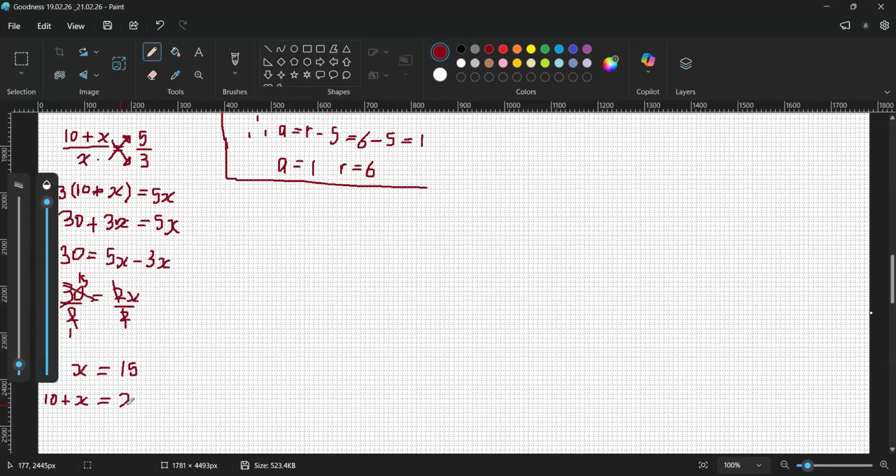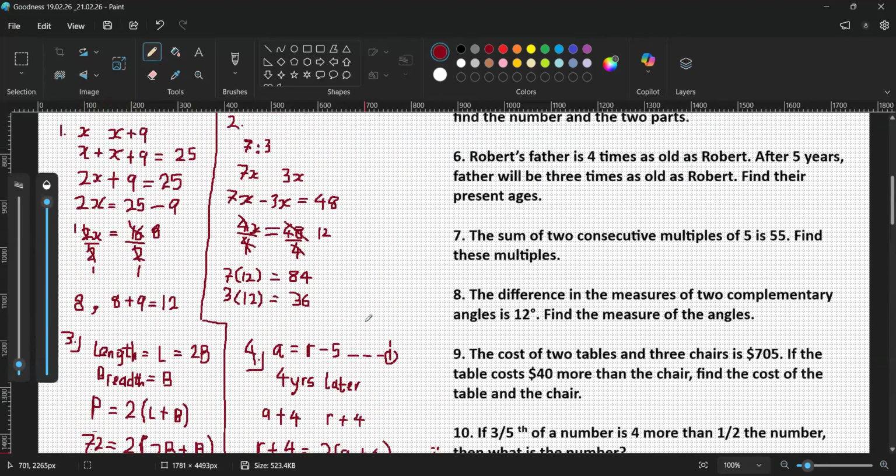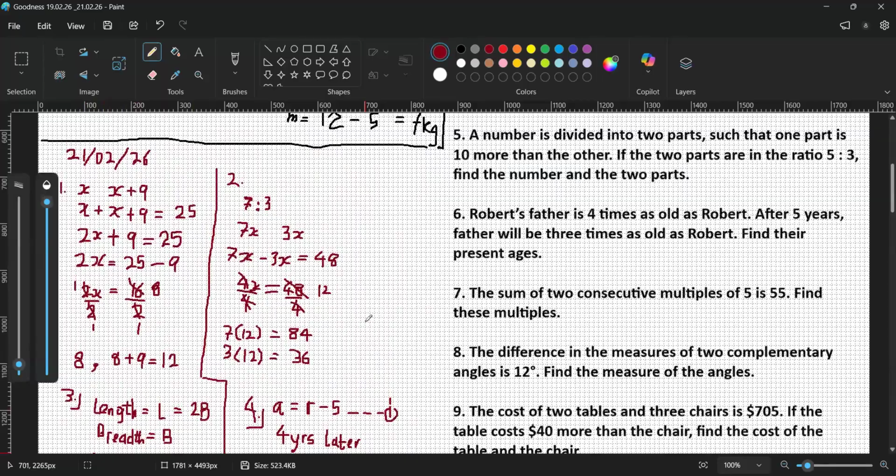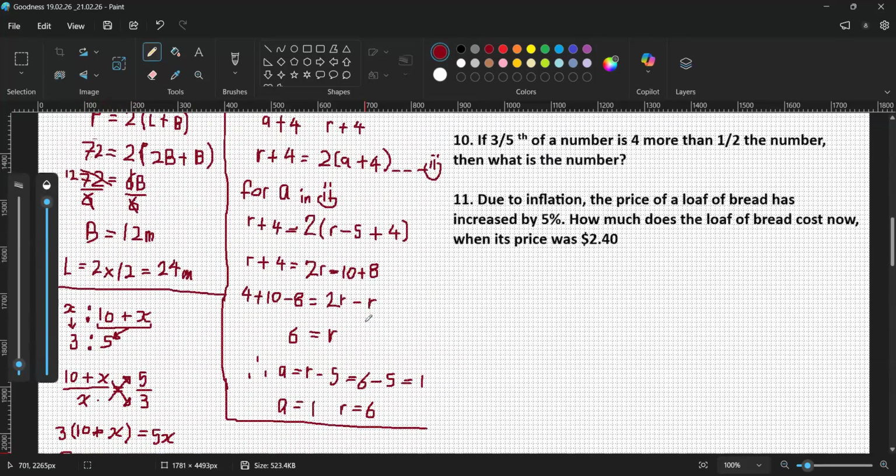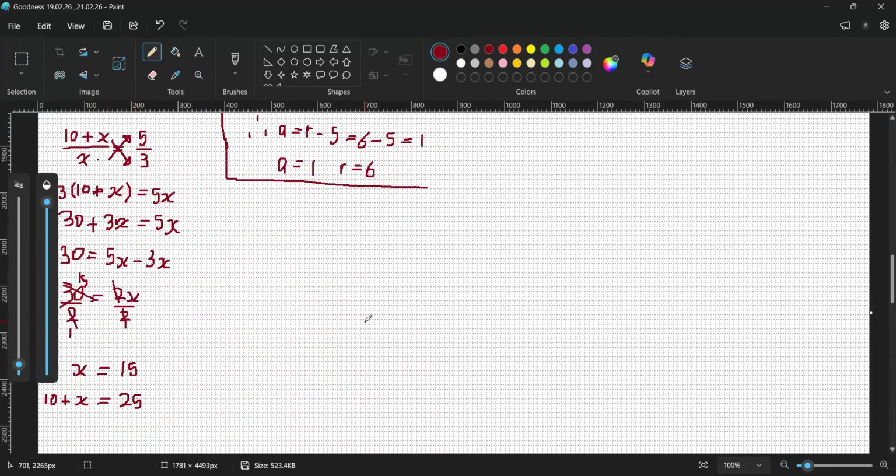Okay. Now, did you notice that the question asked us 3 things? We've only gotten 2. Look at the question. Number 5. The question said, find the number and the 2 parts. So we have just found the 2 parts, x and 10 plus x. Remember they said the number was divided into 2 parts. So now what do you think we will do to the 25 and 15? 40. Thank you very much. We'll add it up.